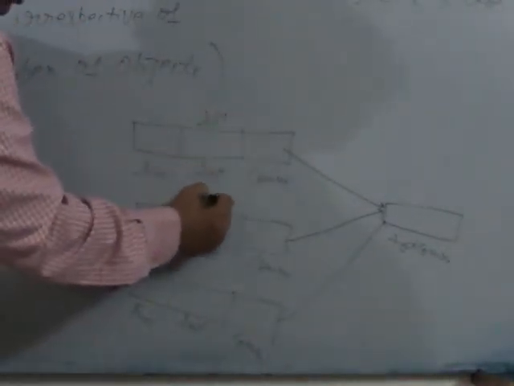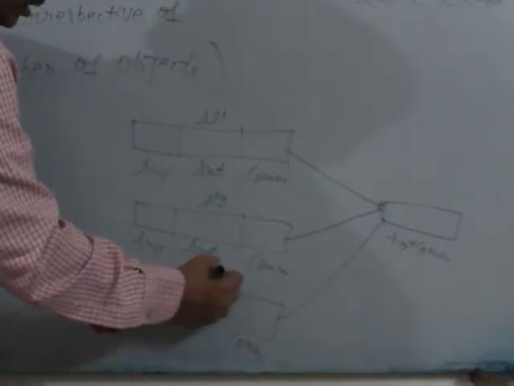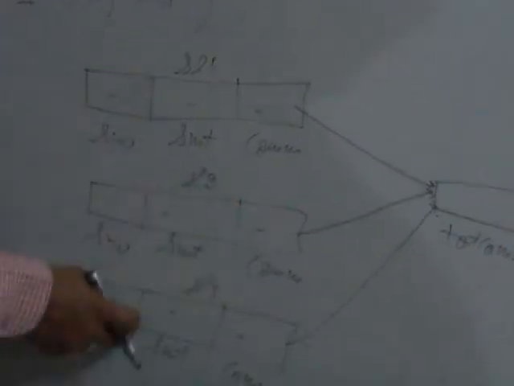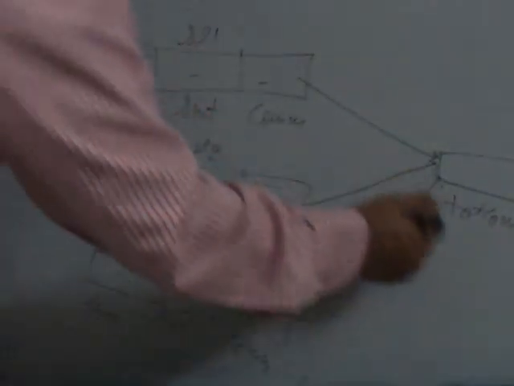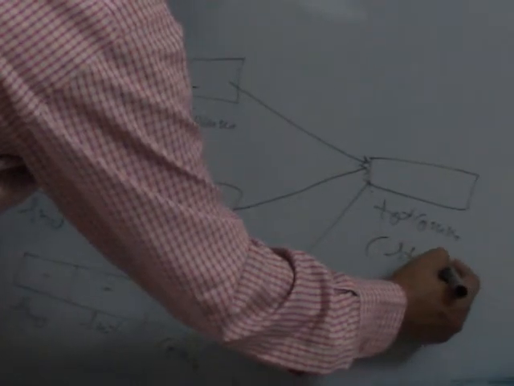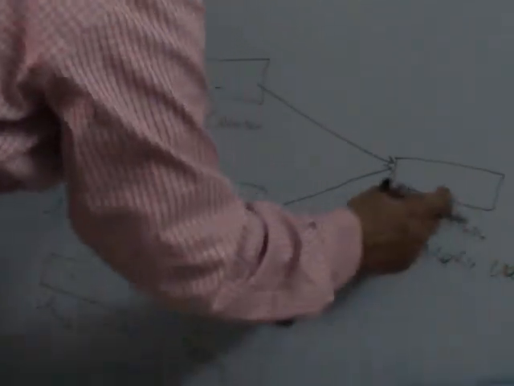Suppose SL1, SL2, SL3 happen to be the names of the objects. So we can see these are the instance variables. We will have as many copies of instance variables as the number of objects, but as far as this static class variable is concerned, we will have only one single copy. So I am going to demonstrate this concept through a sample program.